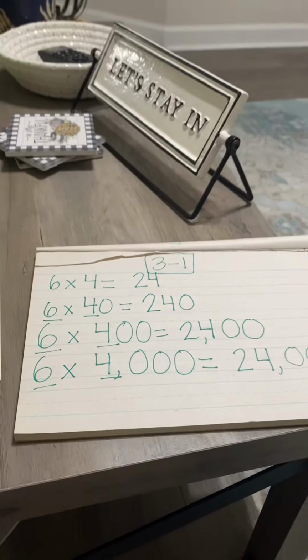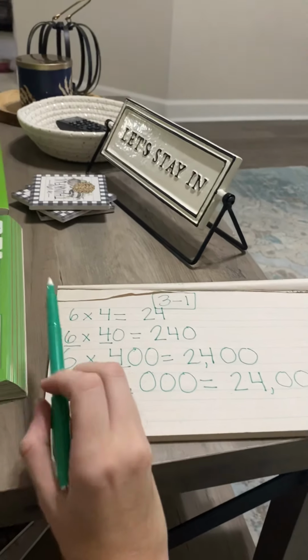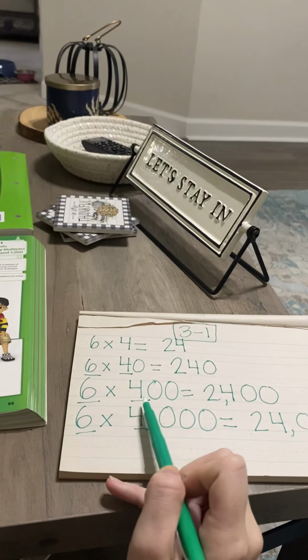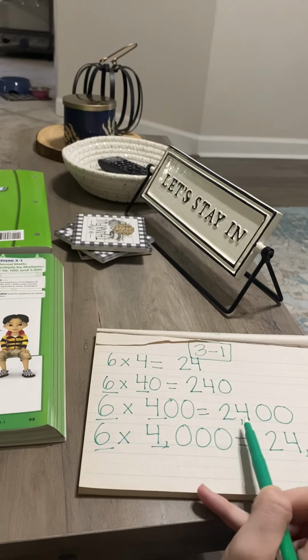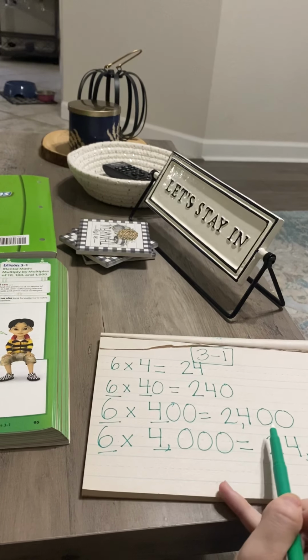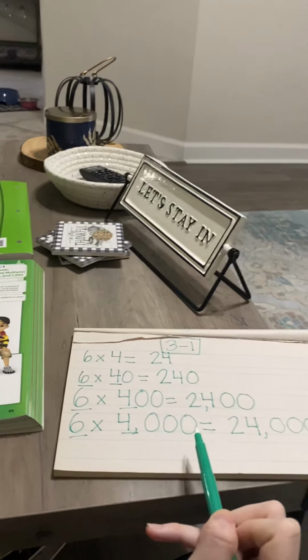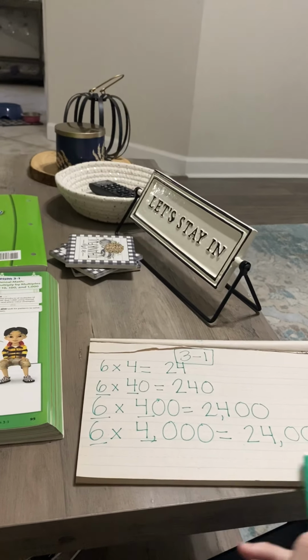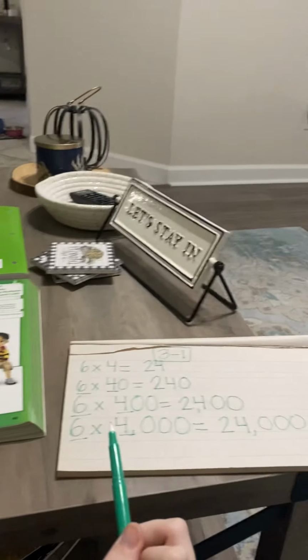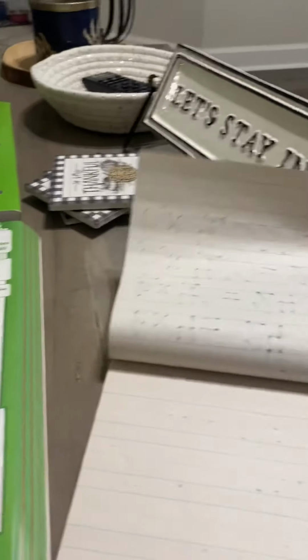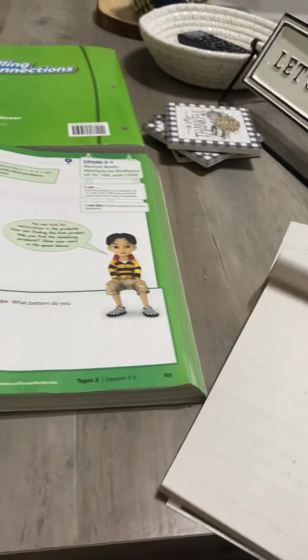you just add zeros. So when I get to 6 times 400, I underline 6 times 4 because that's what I know, which is 24, and then I added 2 zeros. This here, I did 6 times 4 is 24, and then I added 3 zeros because this is 6 times 4,000. So I know that was a quick overview. So let's go ahead and dig into some problems at a slower pace.